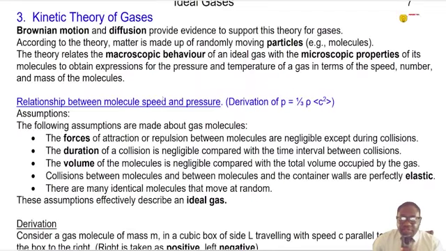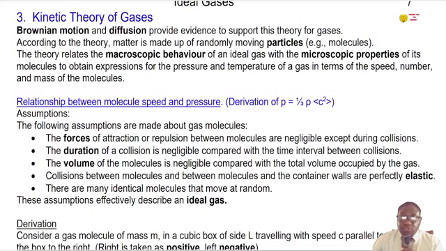In the kinetic theory of gases, Brownian motion and diffusion were stated as the ones providing evidence to the existence of this theory. And according to the theory, matter is made up of randomly moving particles. They could be molecules, they could be atoms. The theory relates the macroscopic behavior of an ideal gas with the microscopic properties of its molecules to obtain expressions for the pressure and temperature in terms of the speed, number, and mass of the molecules. Now we're going to look at the relationship between molecular speed and the pressure.